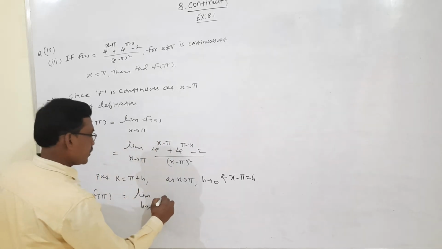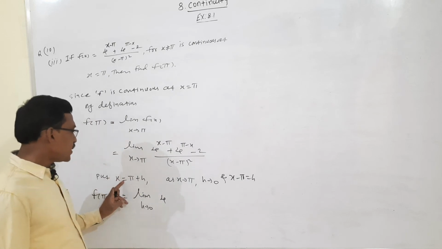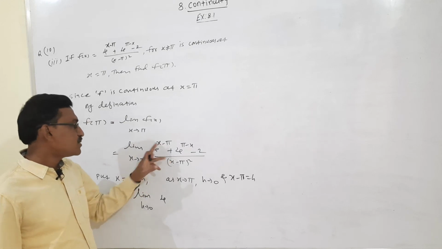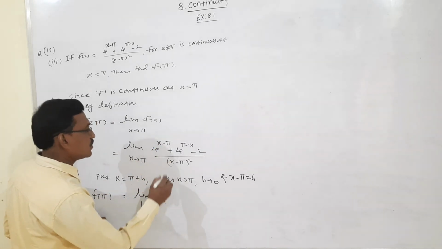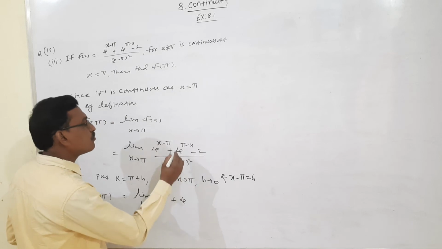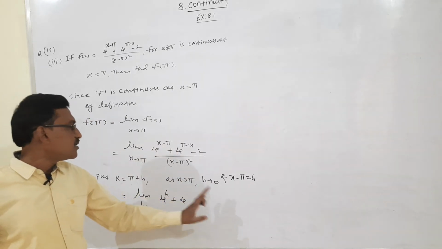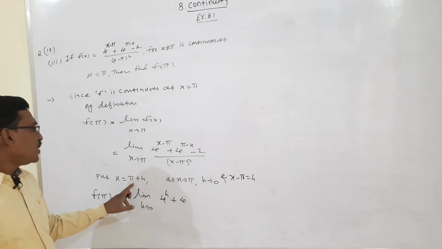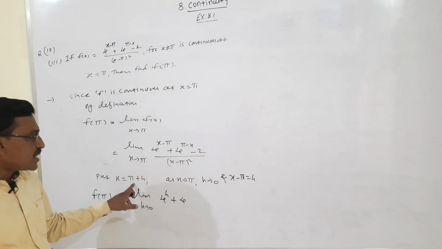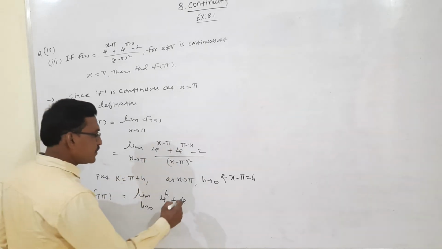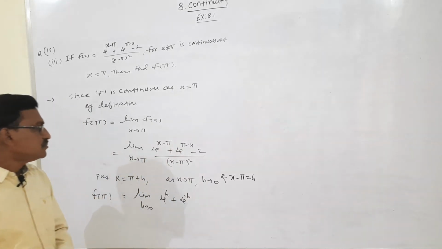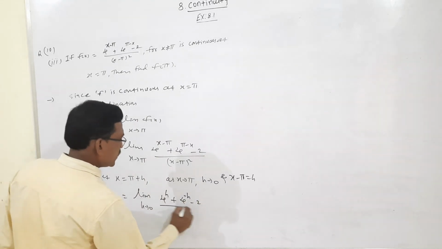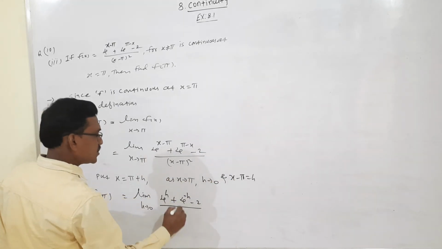So 4 raised to, we put x equal to pi plus h. Pi plus h plus pi and minus pi will get cancelled, it is only h here. 4 to the power pi minus pi, when we put x equal to pi plus h, again the plus pi minus pi will get cancelled and it is only minus h here. And then minus 2, divided by x minus pi, which is h here, h square.